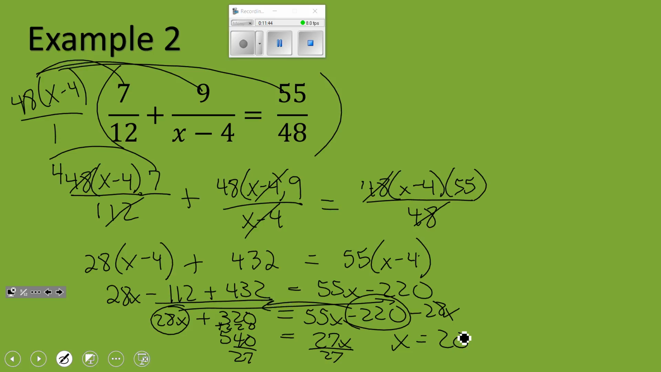My question is, can I help at any point? Where did you get down to? So where did it become different? Did you get 28x minus 112 plus 432 equals 55x minus 220? Did you get that part?